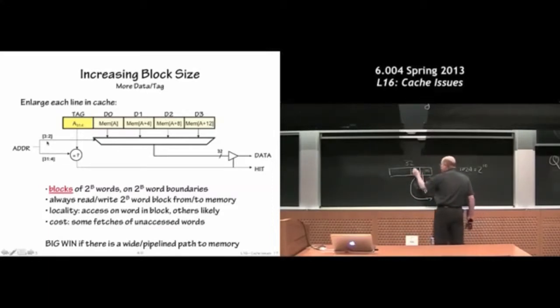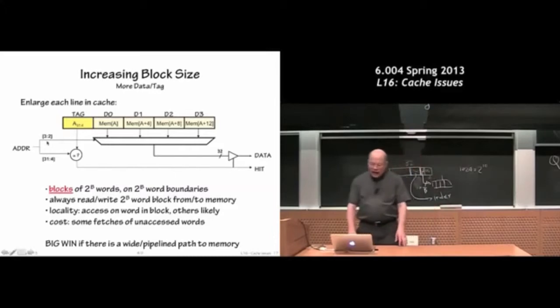So now I'm using the address in a slightly different way. I'm still using some field of it here to select which cache line to look in my n-way set associative cache. But I'm going to use a small number of these bits. In the case of a 4-word block, I'd be using 2 of them, to amortize the cost of the tag over a bigger amount of data.